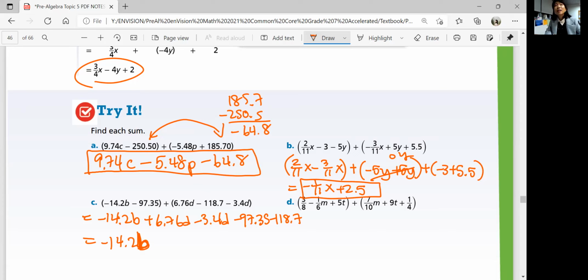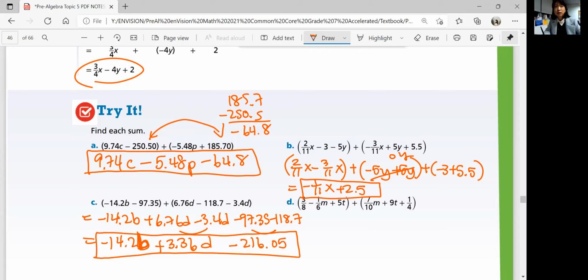All right, you can add the D terms together now. Adding them together, you should get 3.36D. And adding the constant terms together, you should get negative 216.05. And that is the end. You should stop there.